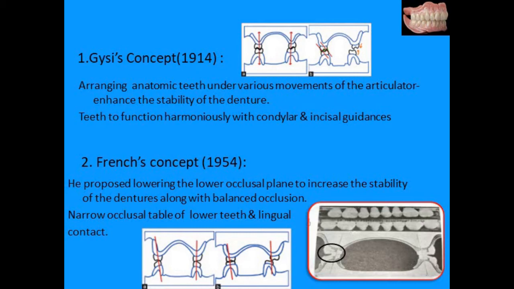So in centric occlusion, you can see that the masticatory forces were directed slightly in a buccal direction to the mandibular residual ridge, whereas in a right lateral position, the occlusal contact forces were directed towards the ridge on the working side and away from the ridge on the balancing side. So this was the French concept, and he used modified French teeth to obtain balanced occlusion. So the French concept is narrowing the occlusal table of the lower teeth, and lingual contact enhances the stability along with balanced occlusion. The third one is the Sears concept.